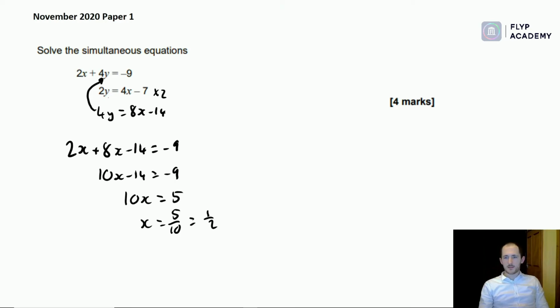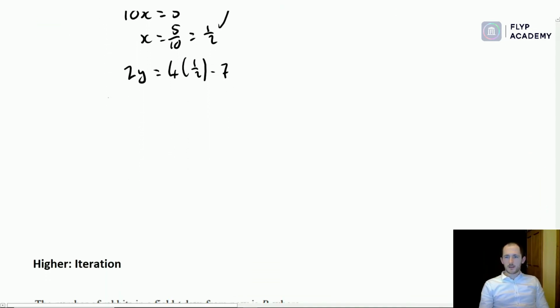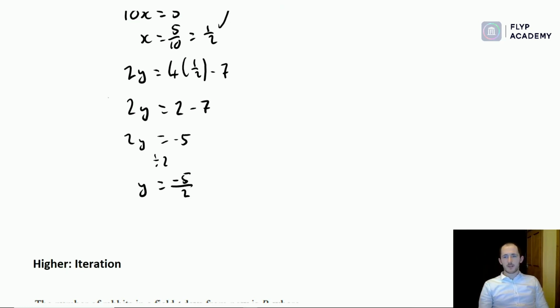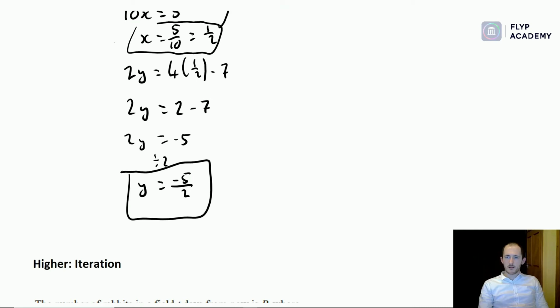Now if we sub it back into this equation up here, we get 2y equals 4 times a half minus 7. So 2y equals 4 times a half, so half of 4 is 2, minus 7. 2y equals minus 5, divide by 2, y equals minus 5 over 2. Cool, so those are our 2 answers. Put big boxes around them just to make sure the examiner can see it. We're done.